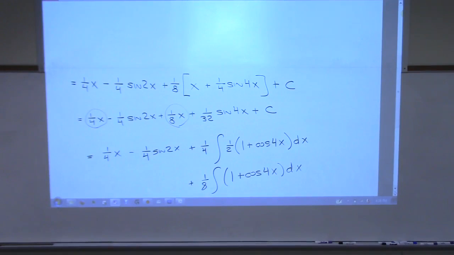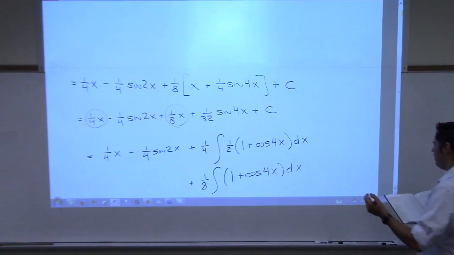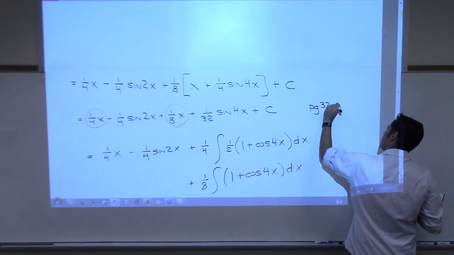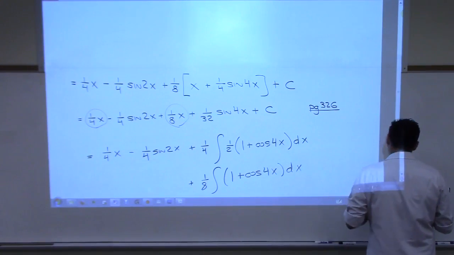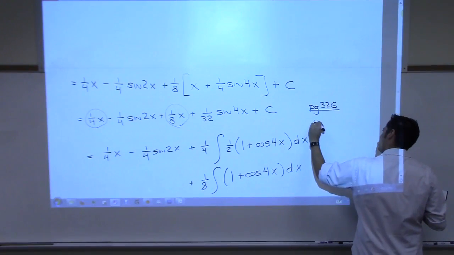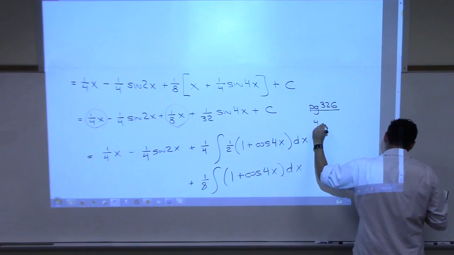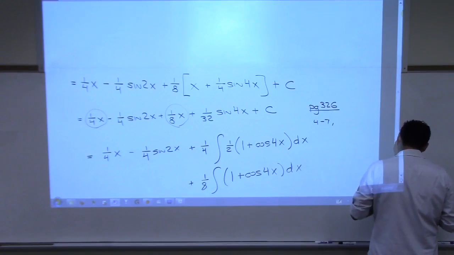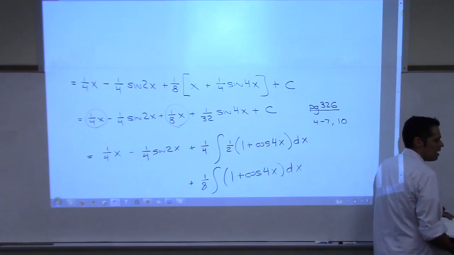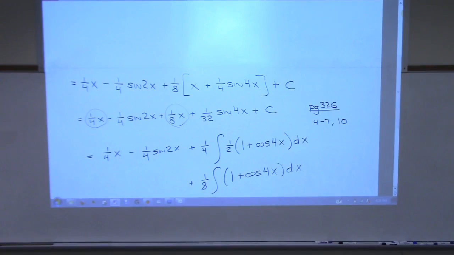All right, so as far as this section, what I would recommend from 6.2, this is page 326. This will be the last set of problems that would be fair game. Problem 4, 5, 6, 7, 4 through 7, and 10. 10's a monster. It's not a monster because it's hard, it's just a monster because it's long.